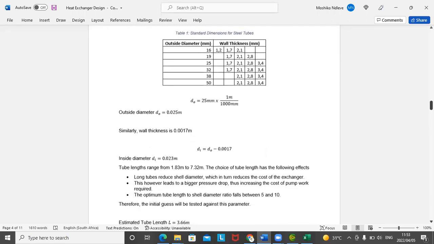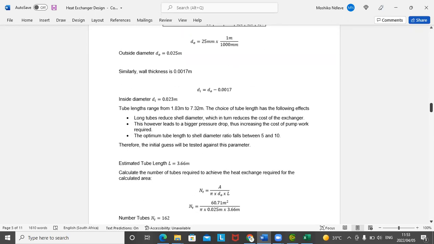Now, tube length, let's go to our notes. With the tube length, what we did was the range starts from 1.83 meters to 7.23. Again, this is in your textbook, right? And then the choice of tube length has the following effects. Now, long tubes reduce shell diameter, which in turn reduces the cost of the heat exchanger. But that will obviously come at a cost, because this will lead to a bigger pressure drop, thus increasing the cost of the pump work.